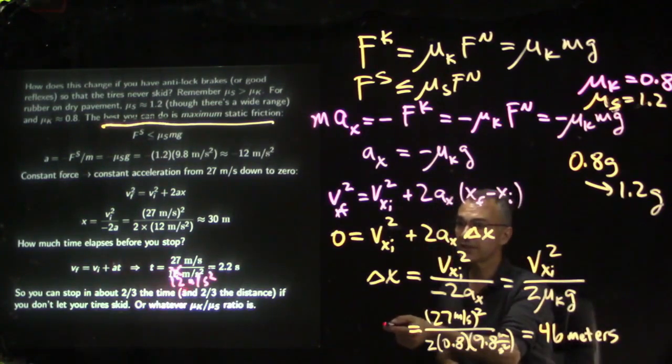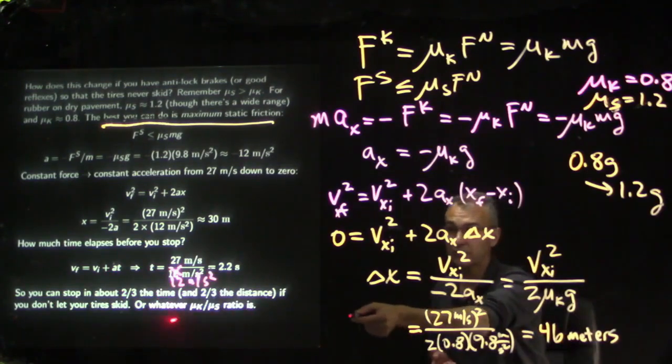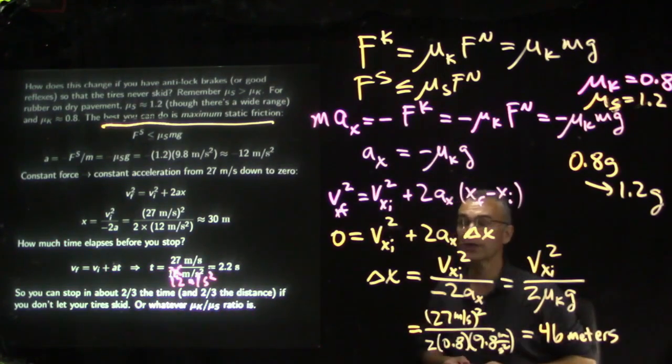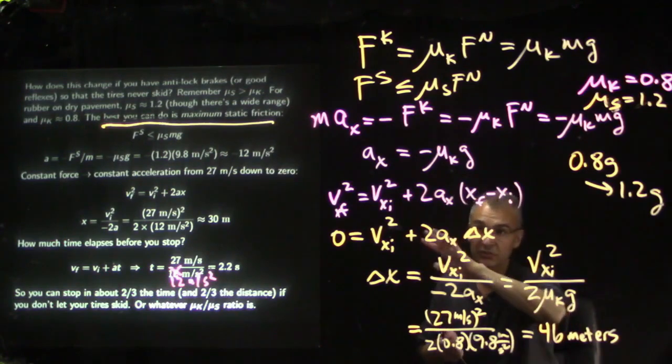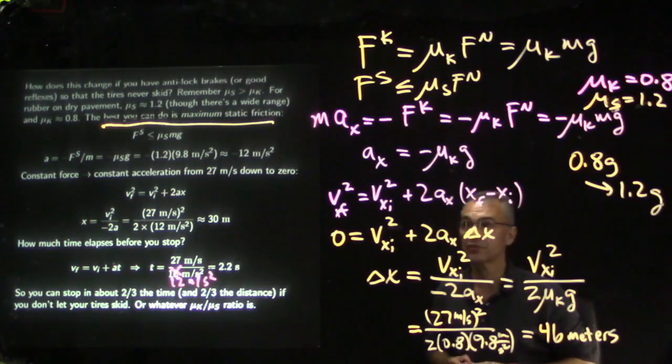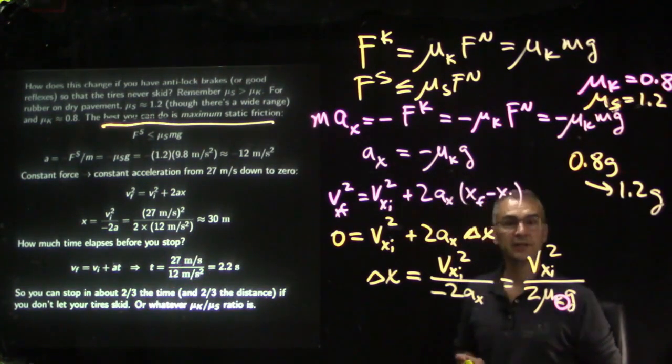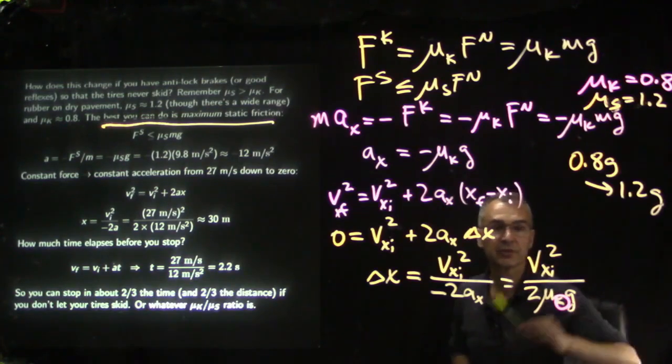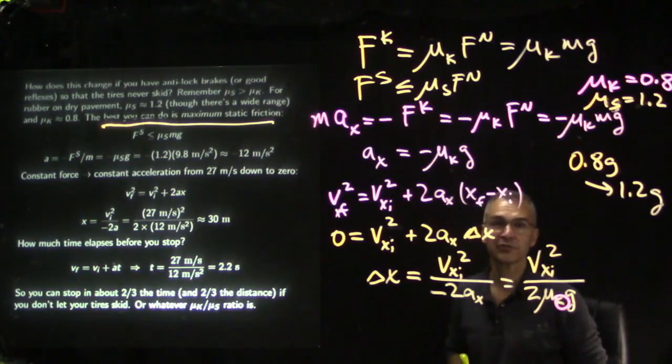So it's about 2/3 the time and about 2/3 the distance if you don't let your tires skid, or whatever the ratio of mu kinetic to mu static. So anti-lock brakes or good enough reflexes that you can kind of tap the brakes so that your wheels don't skid potentially can reduce the stopping time and the stopping distance by, well, using these numbers, about 30% or so. So if you have anti-lock brakes, then this mu kinetic downstairs can become mu static, and you can probably stop in, let's say, roughly 2/3 the distance or 2/3 the time, preventing an accident potentially.